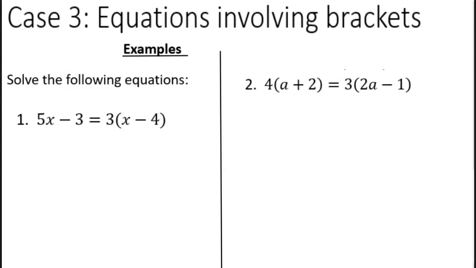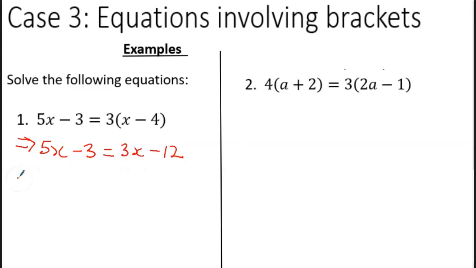So I have two questions on the screen now. Solve the following equations. The first one: 5x minus 3 is equal to 3 times (x minus 4). Let's look at how we are going to solve this. As I said earlier, equations involving brackets, so you expand or open up the bracket. So this implies that 5x minus 3 is equal to 3x minus 12.